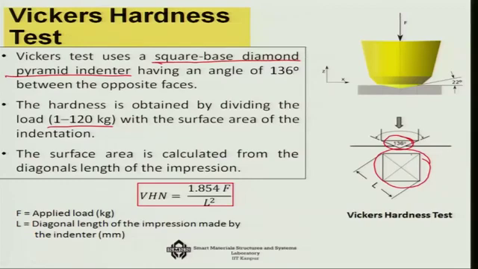Once you know this indentation size and you know the force that you are applying, then 1.854 times that, where F is the applied load in kg, you will be able to get the Vickers hardness value. So, that is how these three tests are used in terms of finding out the quantified value of the hardness data.